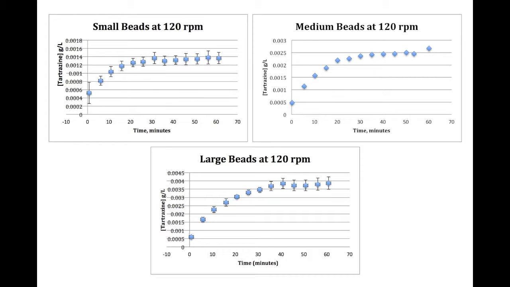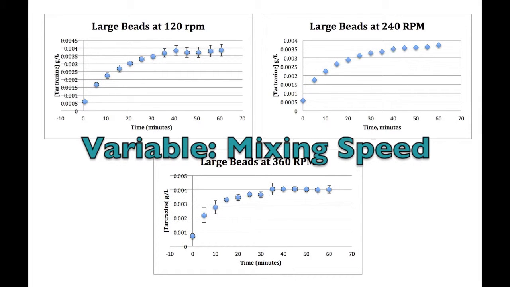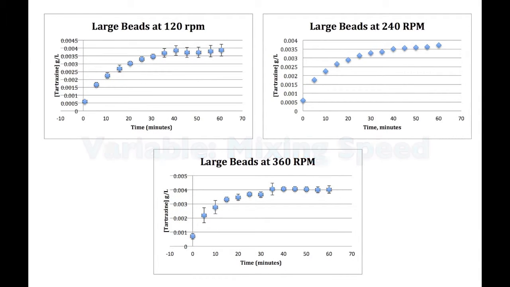All the beads have the same concentration of tartrazine, but the larger beads have more mass, so they contain more tartrazine. This is why the larger beads yield a higher final concentration. Next, we will look at the effect of mixing speed. As you can see, the final concentration is not really affected by the mixing speed.